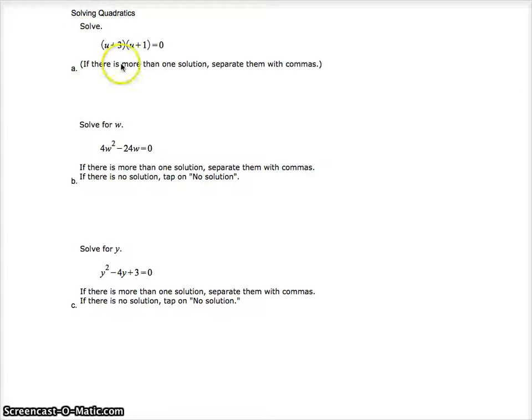Here we're going to look at factoring and solving quadratic expressions to find values for the variable. So for letter A it says solve, and then it gives us two binomials, and then it says if there are no more solutions, separate with commas. So to solve a quadratic equation, all we're going to do is solve each binomial.